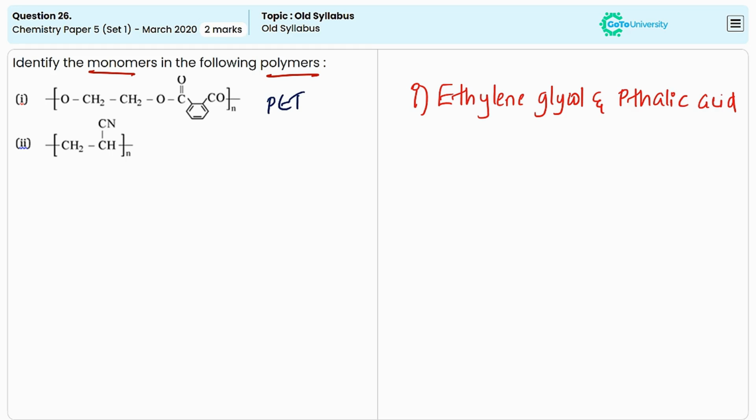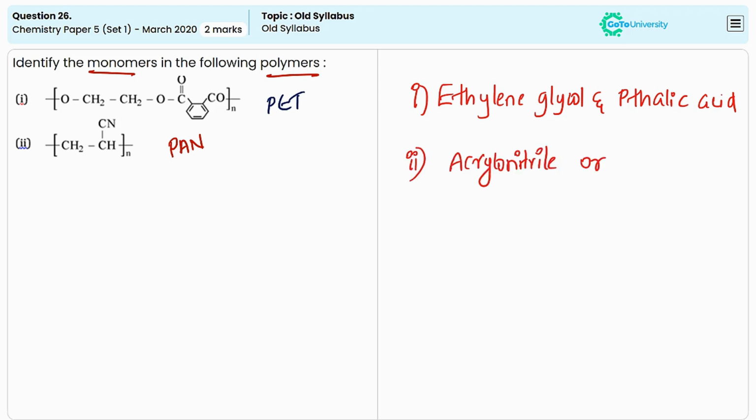The second polymer given here is polyacrylonitrile. This is also known as PAN, and it is used primarily in the production of synthetic fibers, such as in the manufacturing of acrylic fabrics, and also in applications like carbon fiber production.